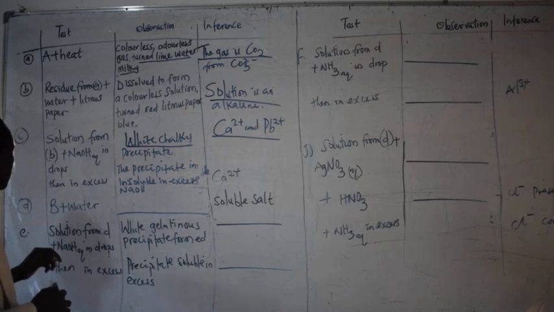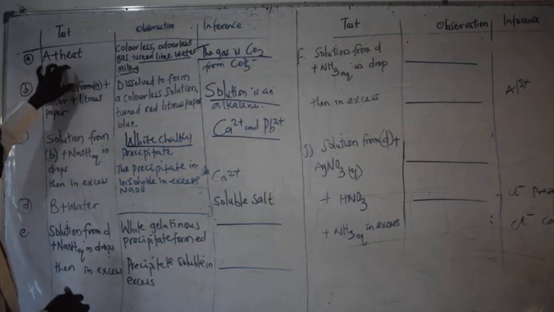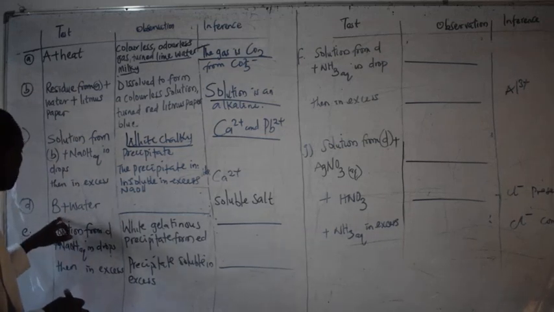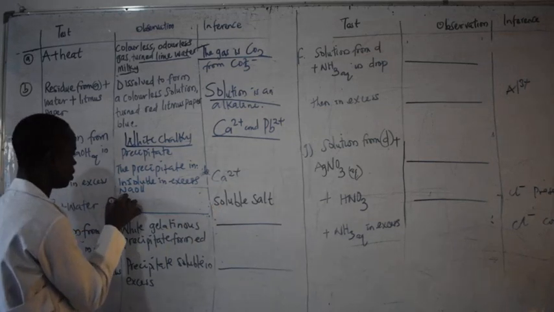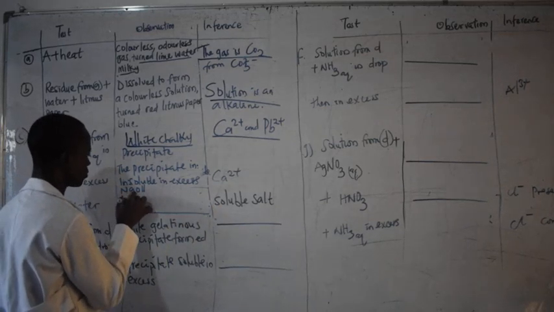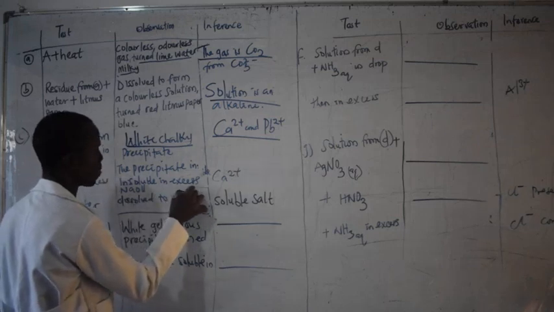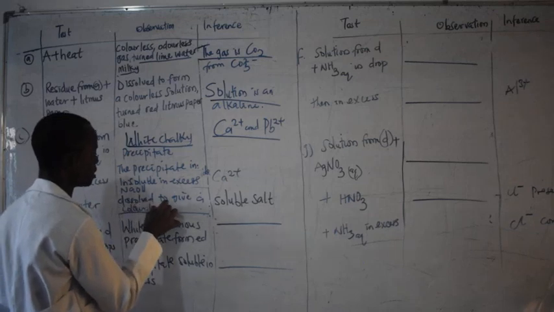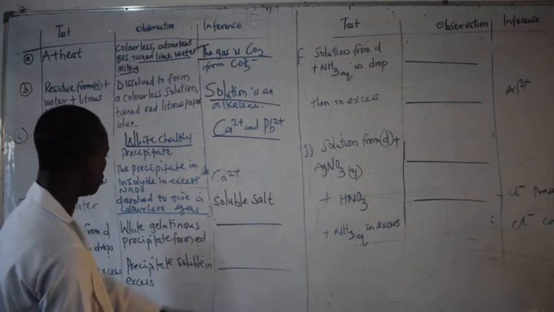Now, that we have done with the first salt, which is A. Now B plus water gives us a soluble salt, so we mean that B dissolves to give a colorless solution. So B is a soluble salt.